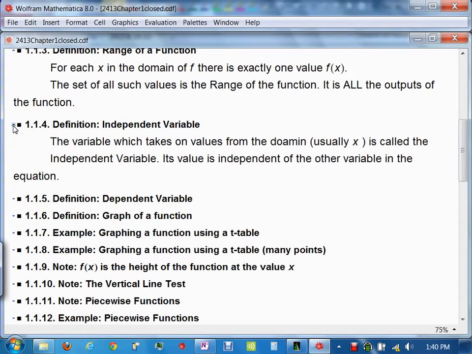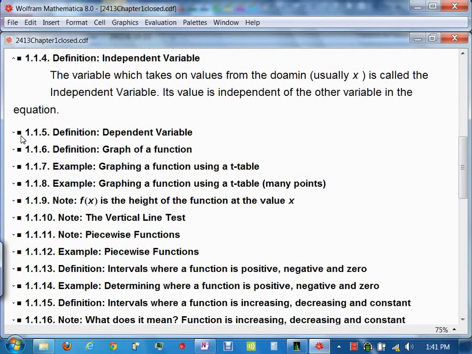Okay, now the concept of independent variable versus dependent. The variable which takes on the values from the domain, oops, there's going to be typos, okay, sorry. Domain, I spelled it wrong. Usually x is called the independent variable. It's independent of the other variable in the equation.